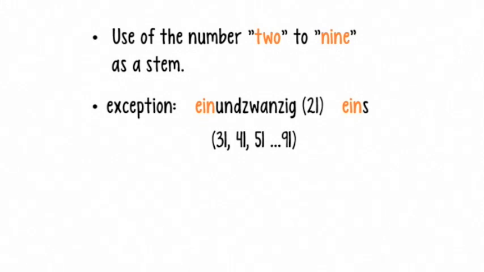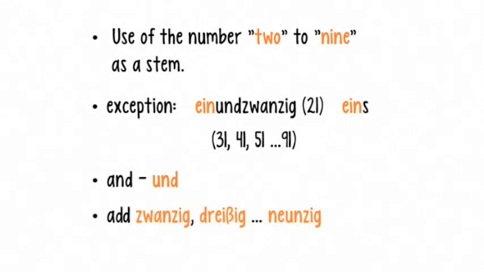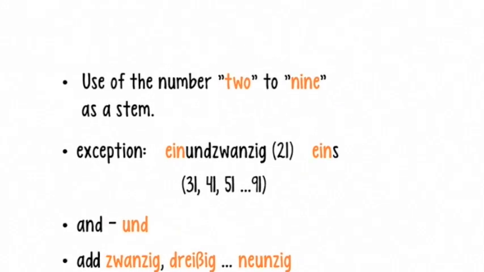So 21 is 21. After using the numbers 2 to 9 as a stem, you have to use the word and, which means und, and at the end add the numbers 20, which means 20, 30, which means 30, and so on until 90, which means 90.